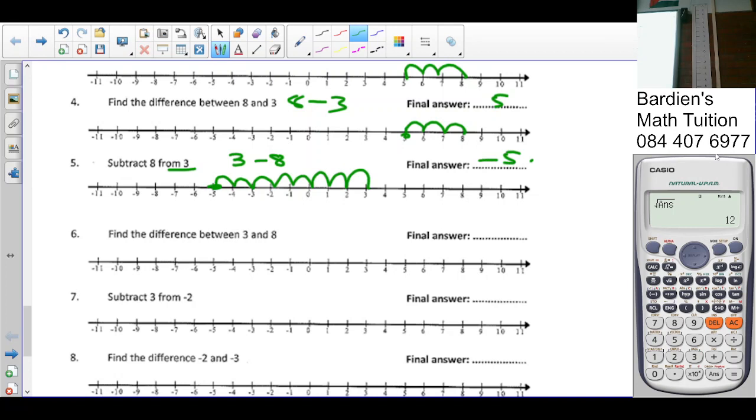The difference between 3 and 8. So you go difference between. So it's 3 minus 8. You all agree with that? And 3 minus 8 is negative 5.